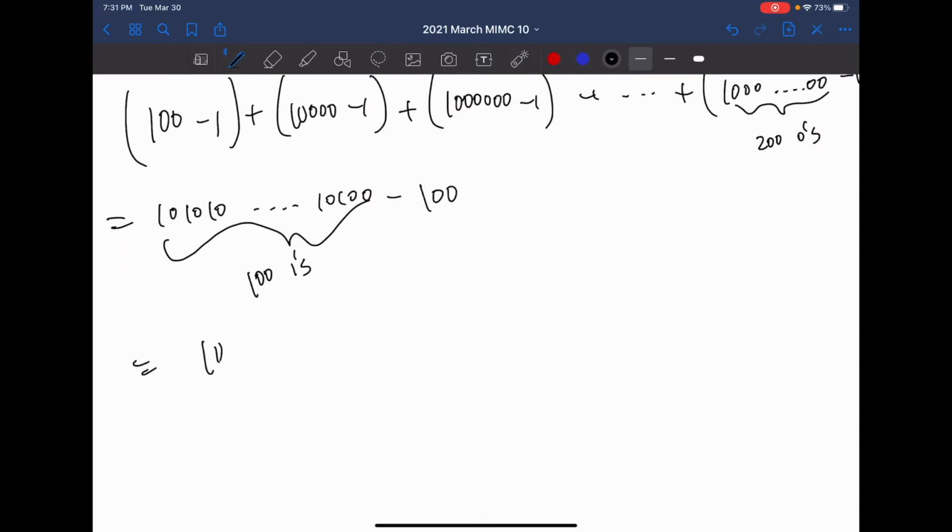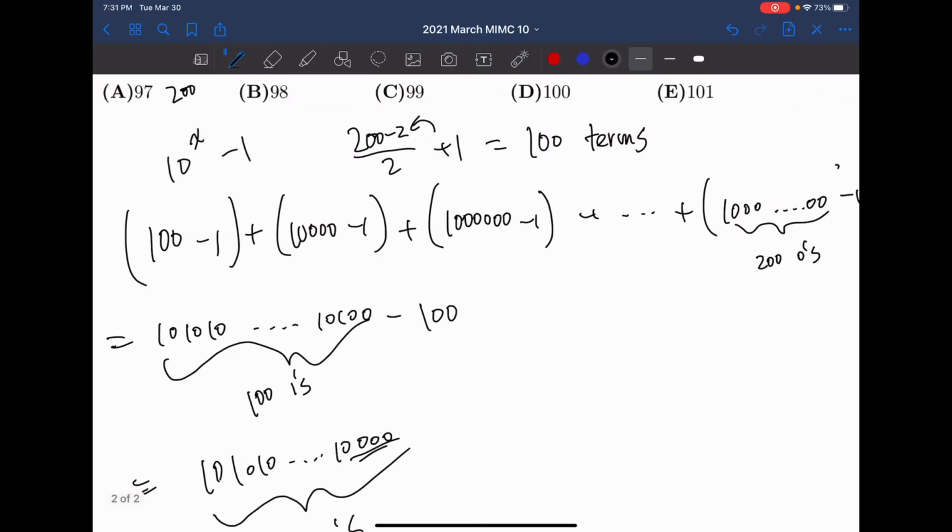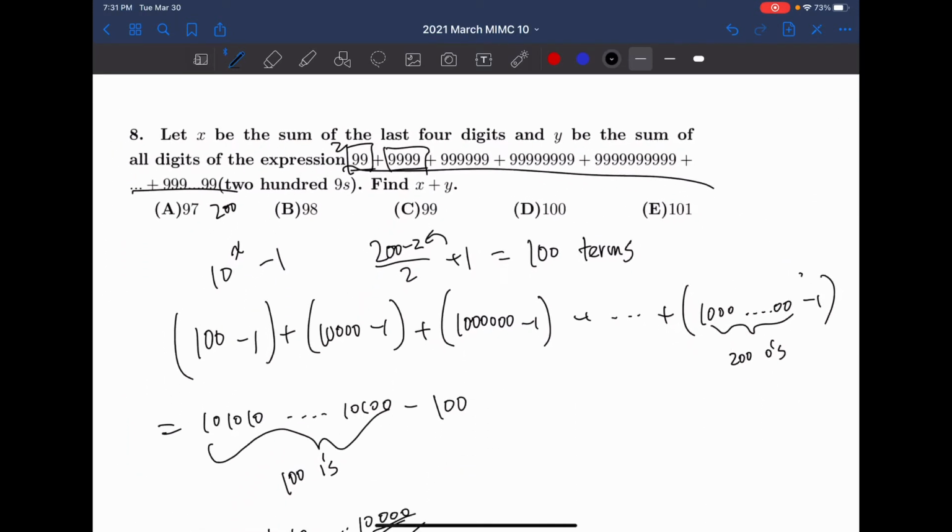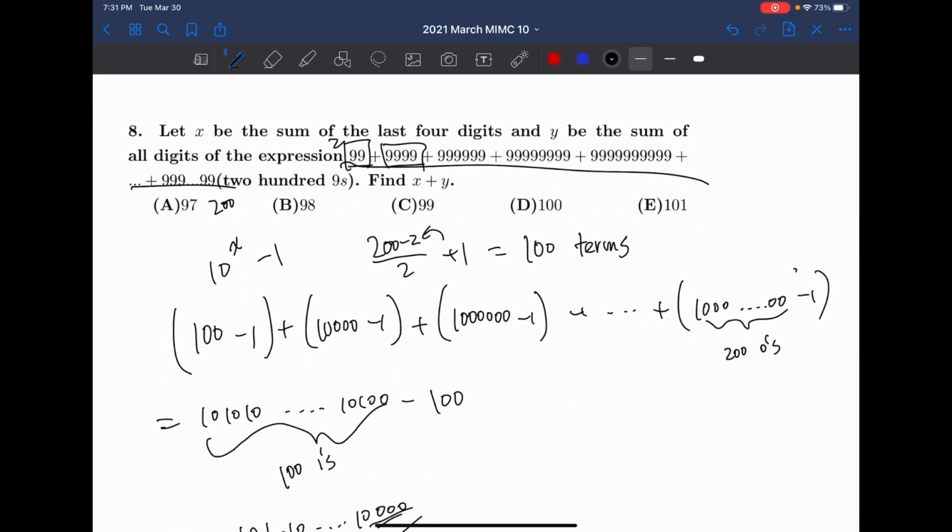And if we subtract that 100 at the end, the final expression would be equal to 10000, and that will have 99 ones remaining. And the last 4 digits would be 0000. So x plus y would just be 99 plus 0, or just 99.